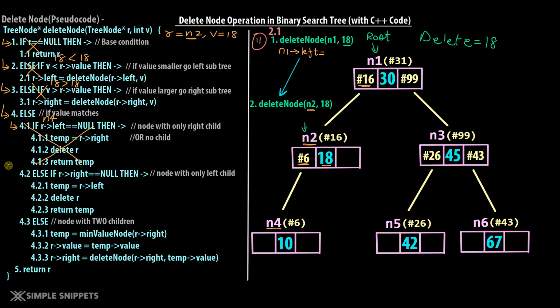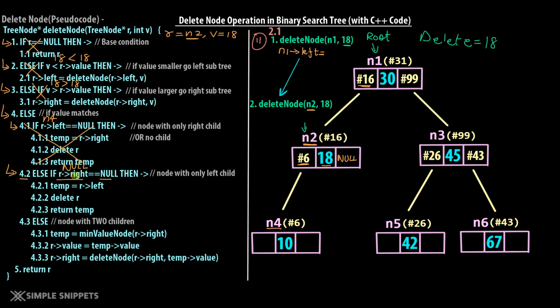And this means that you have to proceed ahead with 4.2. And in the comments you can see we have node with only one child. So this checking is happening if there is a right child now. Over here we will check else if r of right is equal to null. And this time r is nothing but n2, correct? What is there to the right of n2? You can see we don't have anything, which means that we will have null over here. So this is a match.